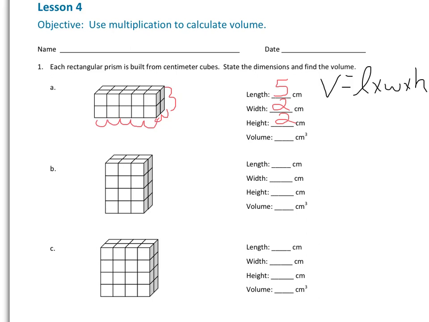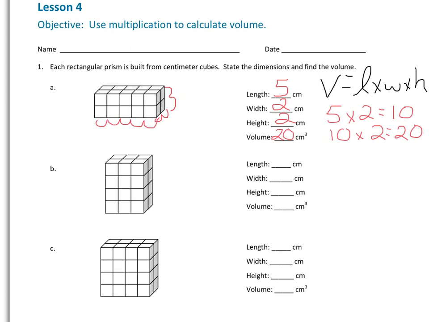Now, let's multiply. Length times width. 5 times 2 is going to be 10. And then we still have the height. So 10 times 2 is going to equal 20. So the volume for 1A is 20 cubic centimeters.